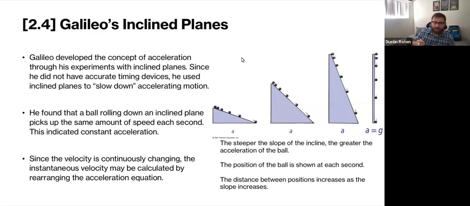So he had a clever idea to actually put things on inclined planes, because that slows their motion down. You can imagine if you have a horizontal surface, put a ball on it, and just barely tip it, that ball is going to accelerate, and it's going to have all the aspects of acceleration, but it's going to do it slowly, and then you can time it. So he did find that a ball rolling down an inclined plane picks up the same amount of speed each second.